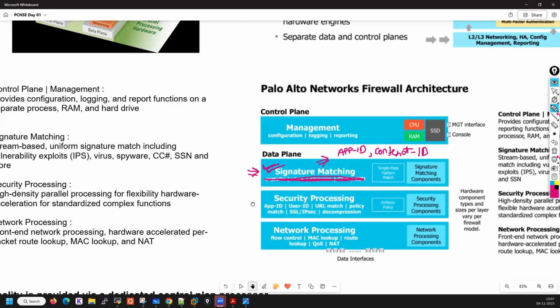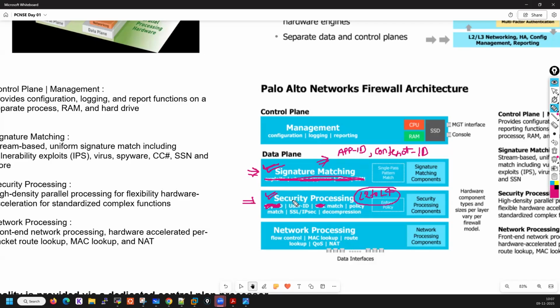Then we have a security processor. Just do not worry about this app ID here or user ID here. Security processor, what it does is this particular processor will process the packet from layer 2 to layer 4. On the basis of layer 2 to layer 4 information, your security processor will perform the task.